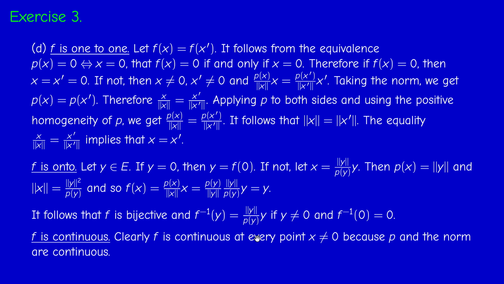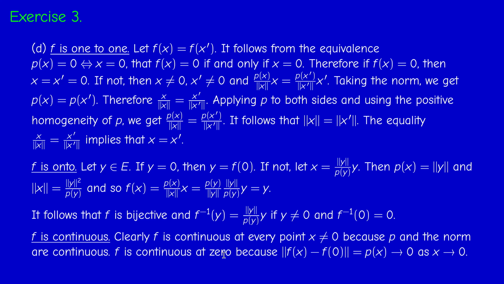Why is it continuous at every point not 0? Because if you go back to the definition of f, P of x is continuous, norm of x is continuous, and the identity is continuous. So it's continuous at every point not 0. And why is it continuous at 0? We have to prove that. We compute the norm of f of x minus f of 0. If x is not 0, and f of 0 is 0 actually, the norm of f of x is precisely P of x. And P of x tends to 0 as x tends to 0 because of the double inequality.